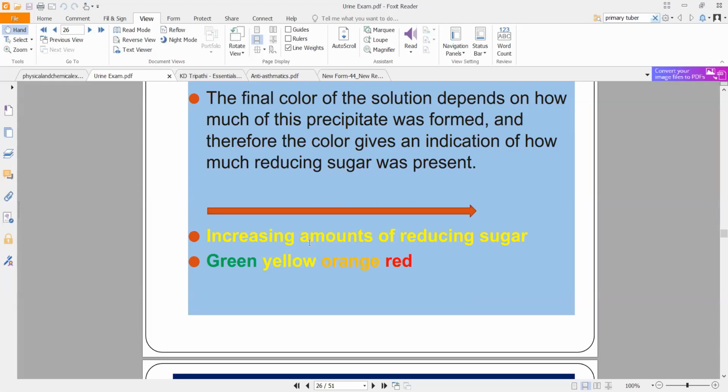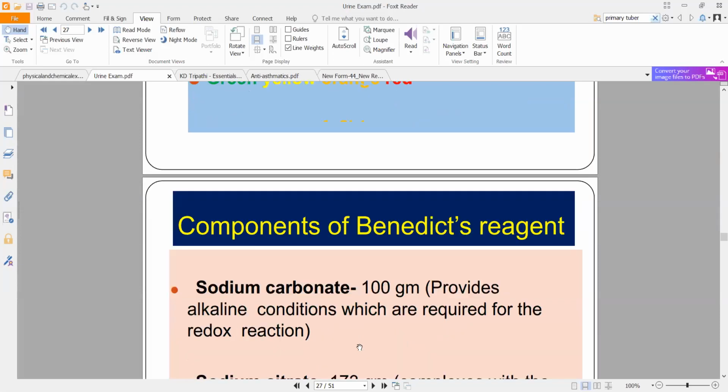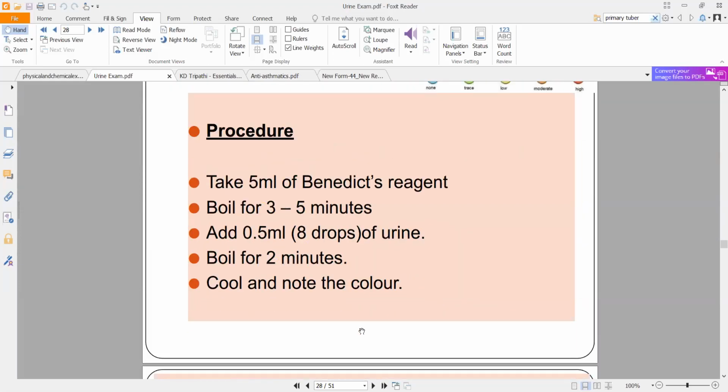See how it will be, I'll show you the procedure of the test. See, if you take 5 ml of Benedict's reagent, boil it for 3 to 5 minutes and add a few drops of urine. Okay, that is around 0.5 ml, 8 drops of urine. You add that in and you boil it again. And once you cool it down, the solution will change color.